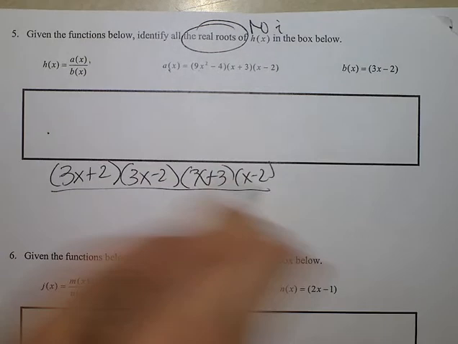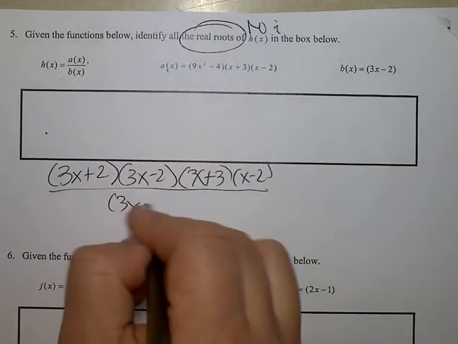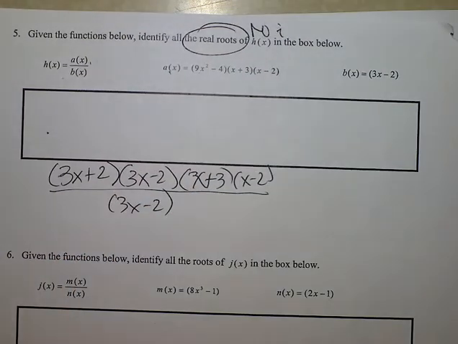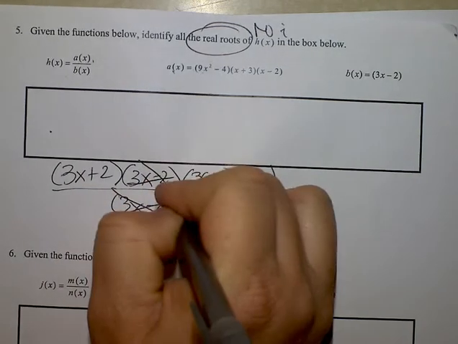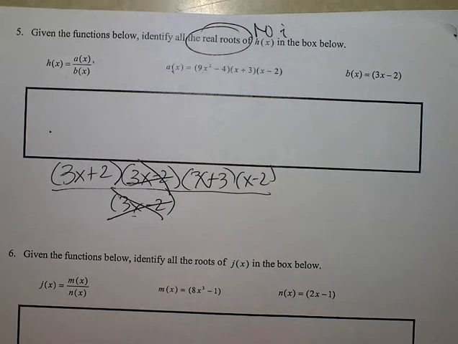B is on the bottom. It is 3x minus 2. I cancel whatever factor I see on top that's identical to the factor on the bottom. In simplistic terms, that means I cancel a parenthesis on top that's exactly like a parenthesis on the bottom. So x minus 2 and 3x minus 2 on top and 3x minus 2 on the bottom cancel.